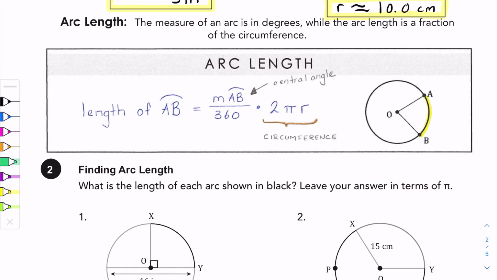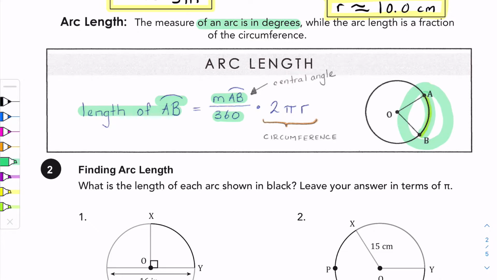Next, we're learning about arc length, which is the measure of an arc in degrees. Arc length is a fraction of the circumference. So here's the equation of arc length. The length of arc AB, which is, as you can see, this arc here. So length of arc AB, make sure you use the correct notation, is going to be the measure of arc AB, same as the central angle, divided by 360 times the circumference. And that's going to give you just that portion of the arc length.